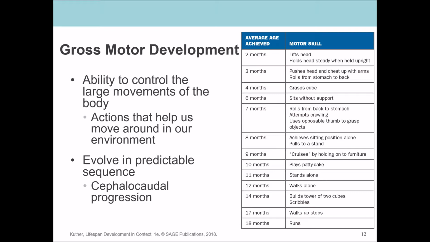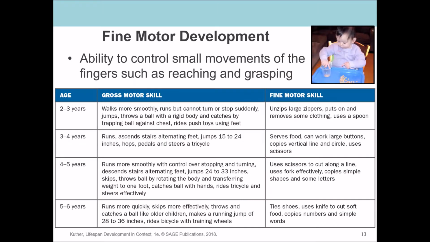upright. Eventually, development moves down and they're able to push themselves up with their arms and sit without support, so moving down their trunk. And then eventually they gain better control of their lower body and their legs and are able to walk and then to run. Again, fine motor development are these more small movements. Think like tying your shoelaces or handwriting.